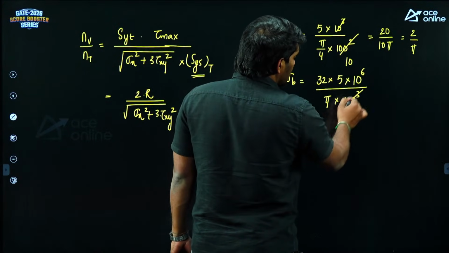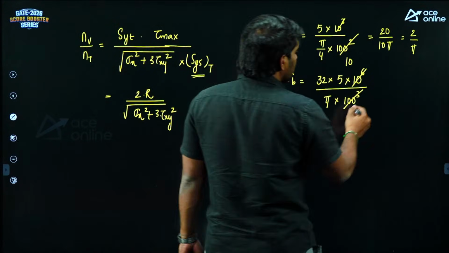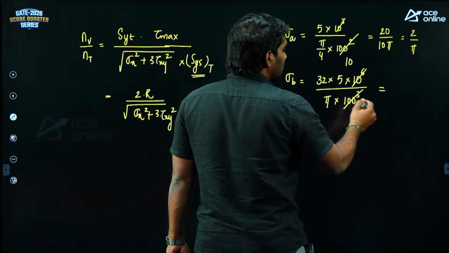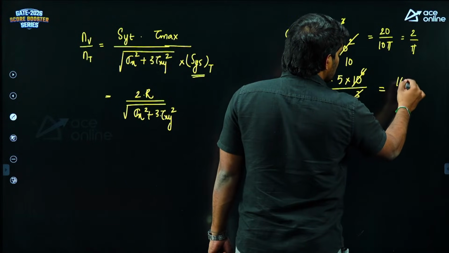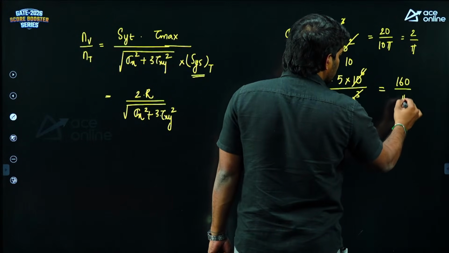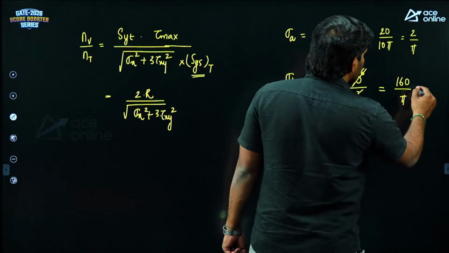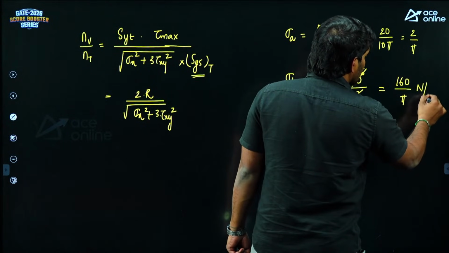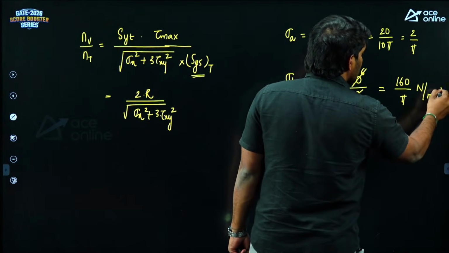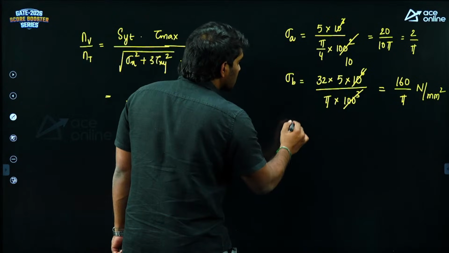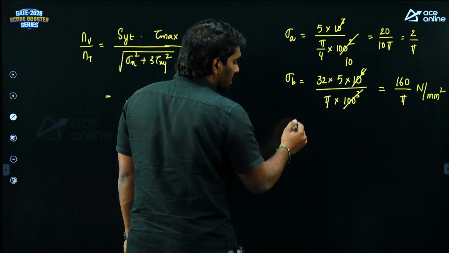So 100 cube, and this one cancels out. And here, what is 32 into 5? This is 160 divided by pi. What is the unit here? Newton per mm square. Similarly, what is the shear stress that we have, tau?